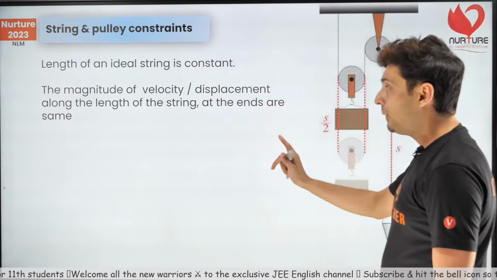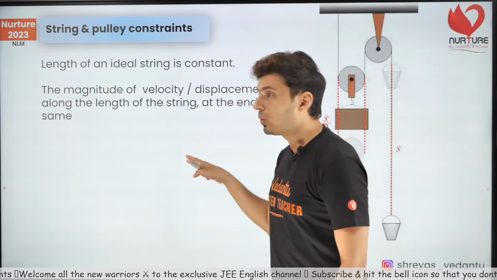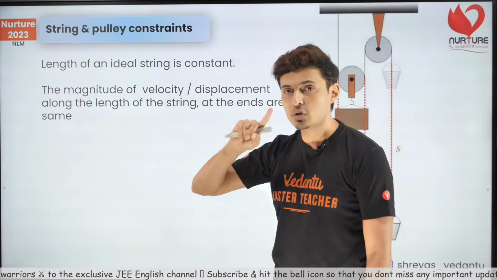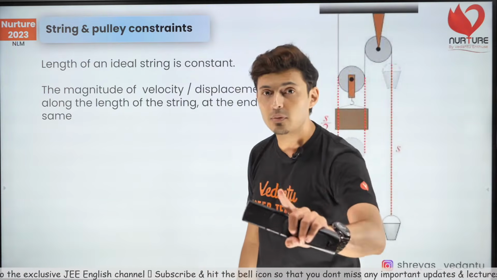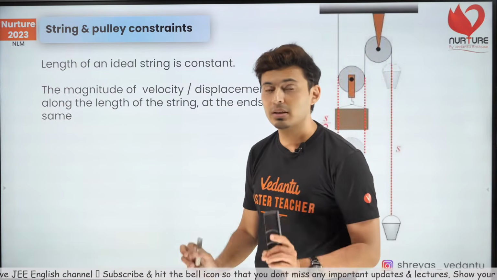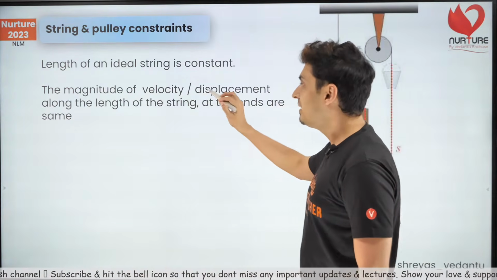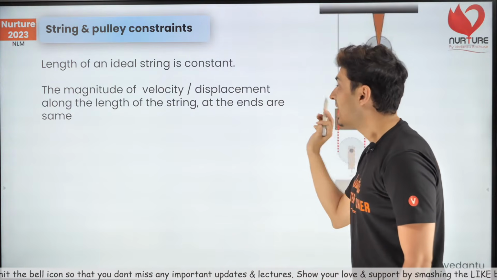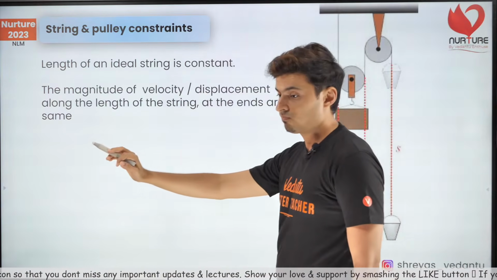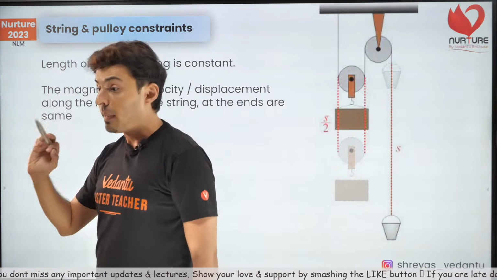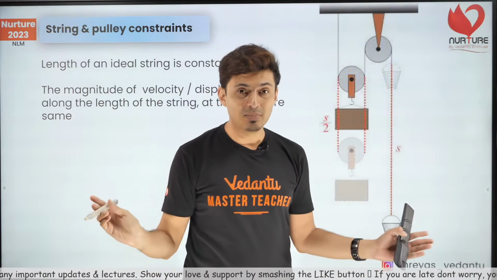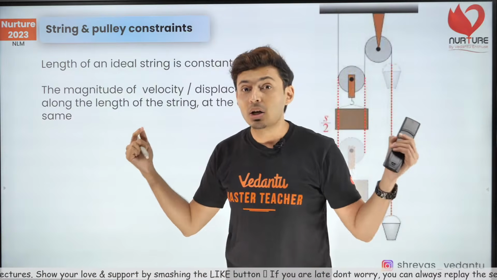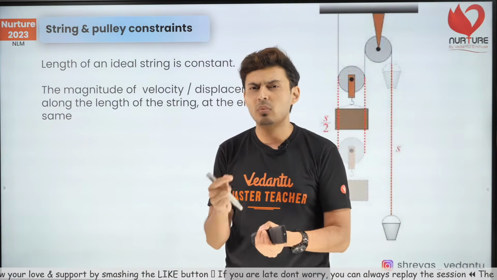Okay, now knowing this rule follows the first statement automatically, and this will help you solve the problems. Read this rule carefully because we are going to use this rule for solving the problems. Okay, the magnitude of the velocity or the displacement along the length of the string at the ends are same. The magnitude of the velocity or the displacement of the string towards the end along the string are same. What does it mean?